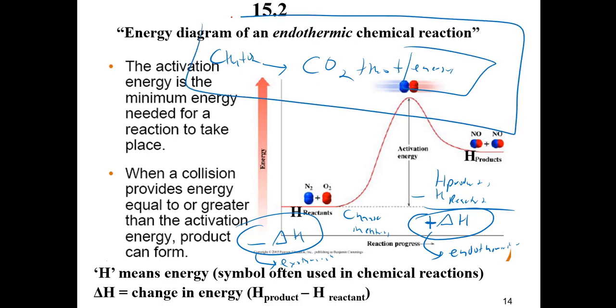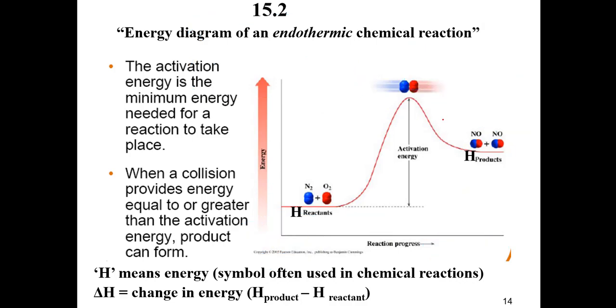Another way I can write that same type of reaction as exothermic or endothermic is to place the term energy or heat on the right side or the left side of the chemical equation. And so that's an exothermic chemical reaction.